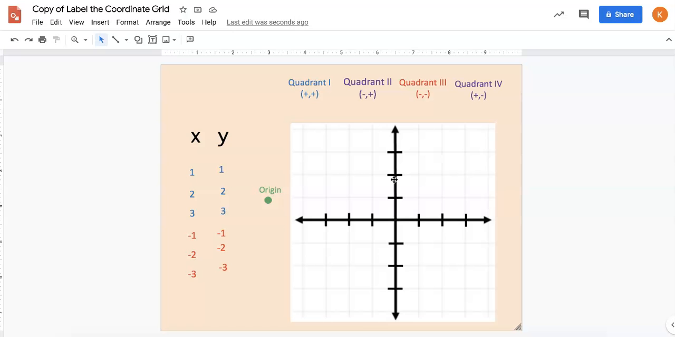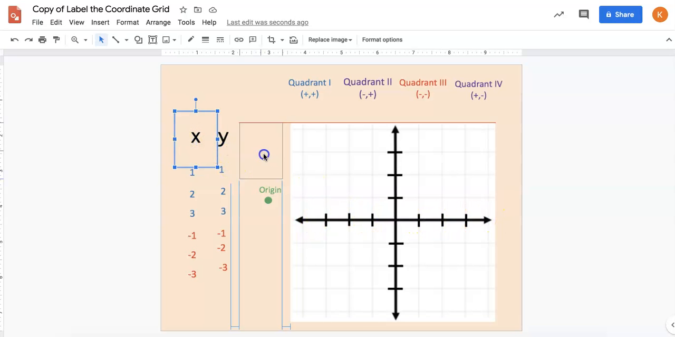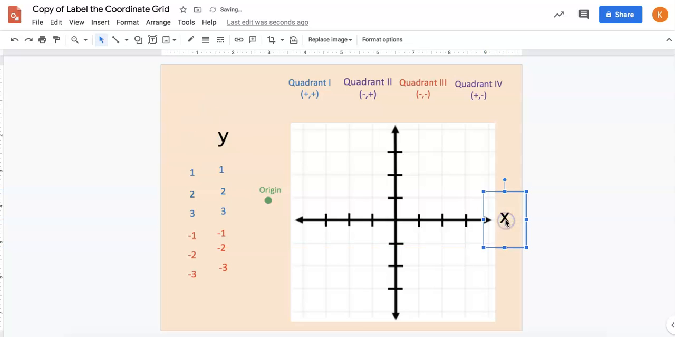The first thing I'm going to do is label the x-axis and the y-axis. So the x-axis is the horizontal line. So I'll grab the x and move this over and label the x-axis. Next I'm going to grab the y label and put that on the y-axis. So the y-axis is the vertical line.